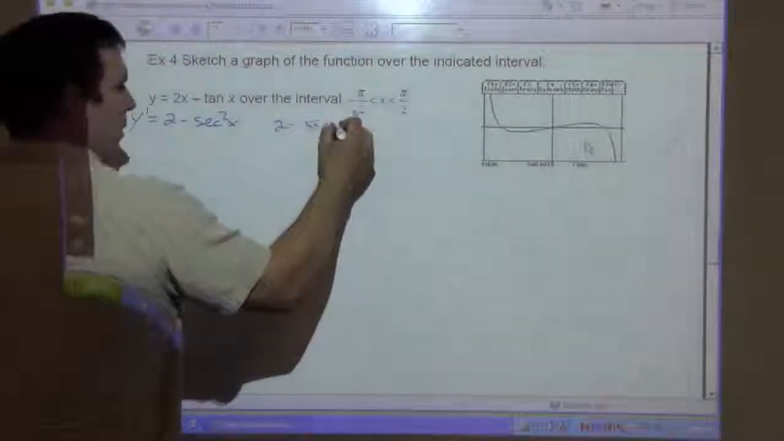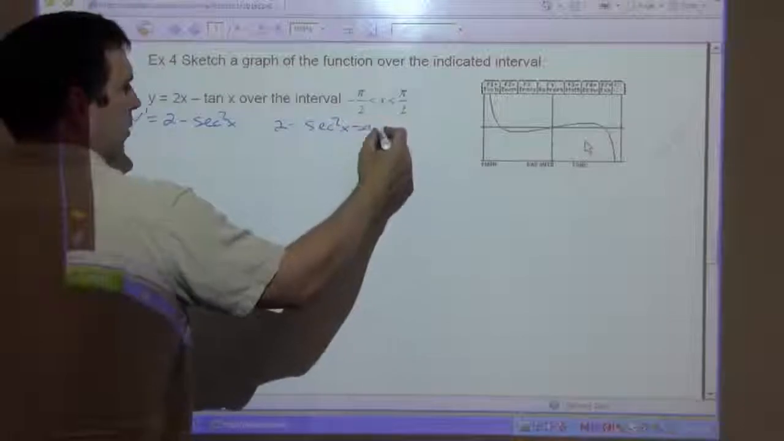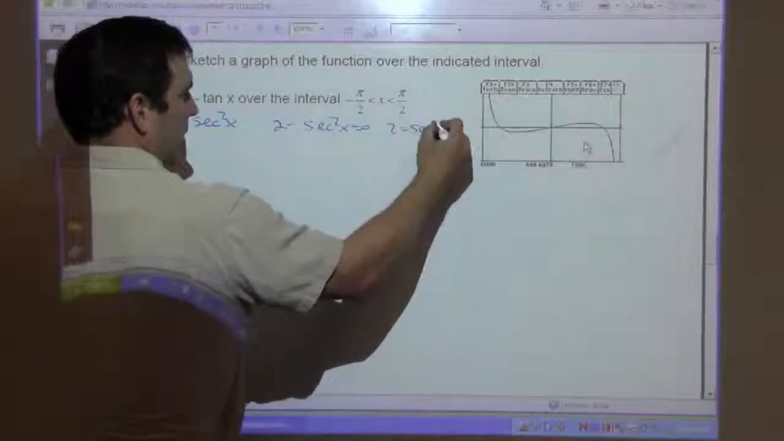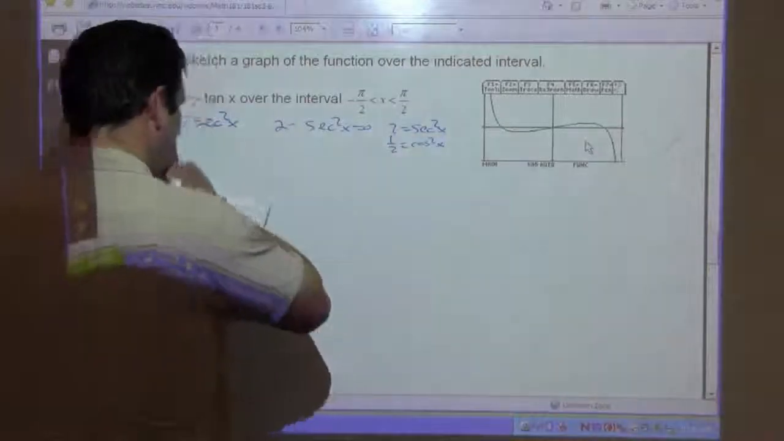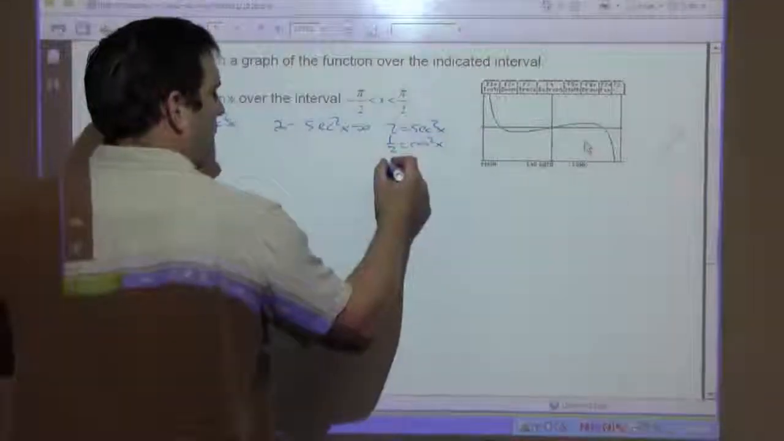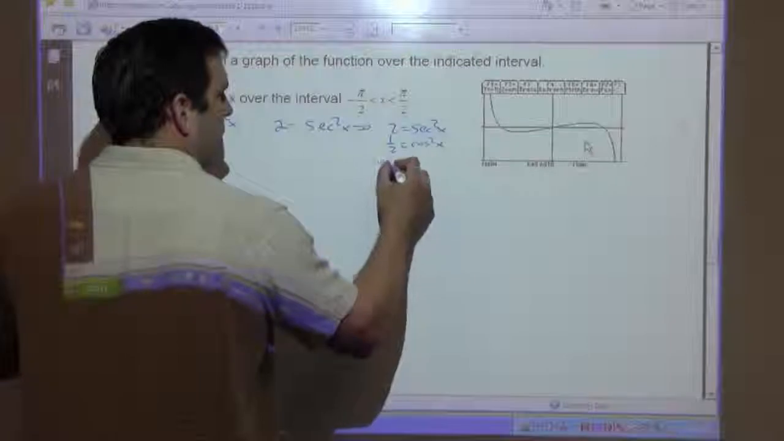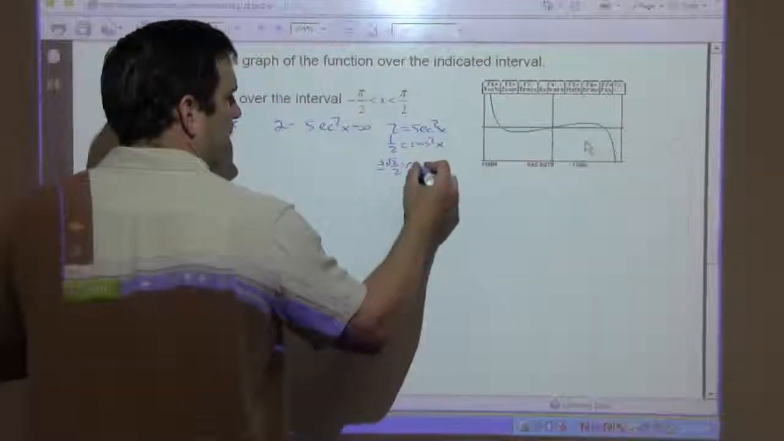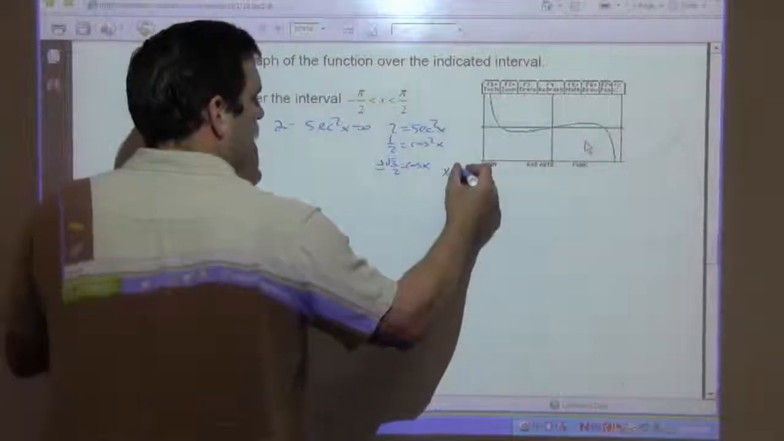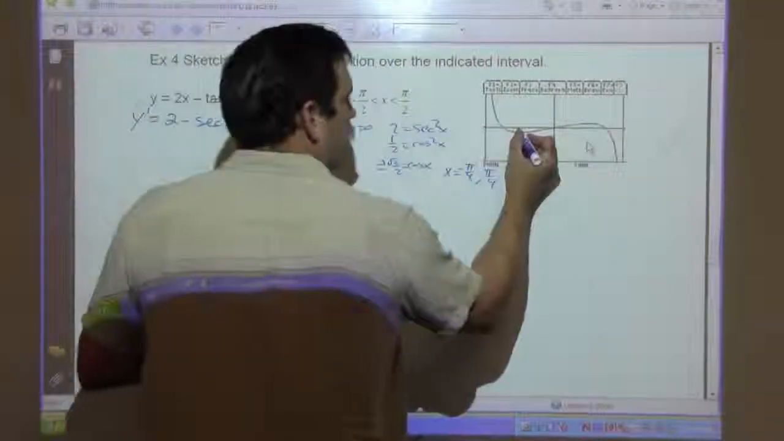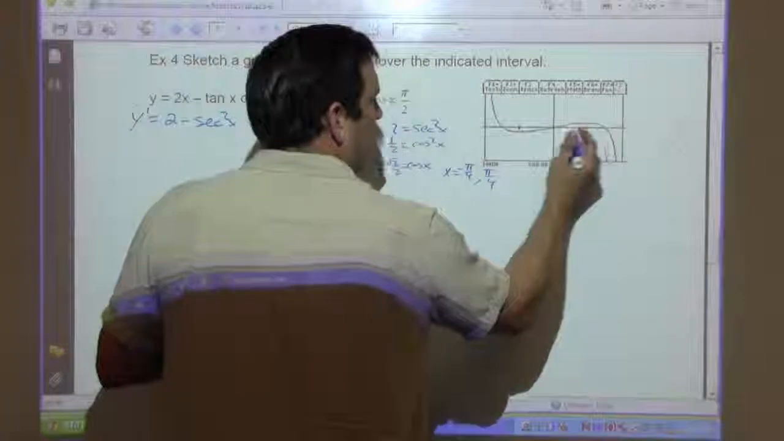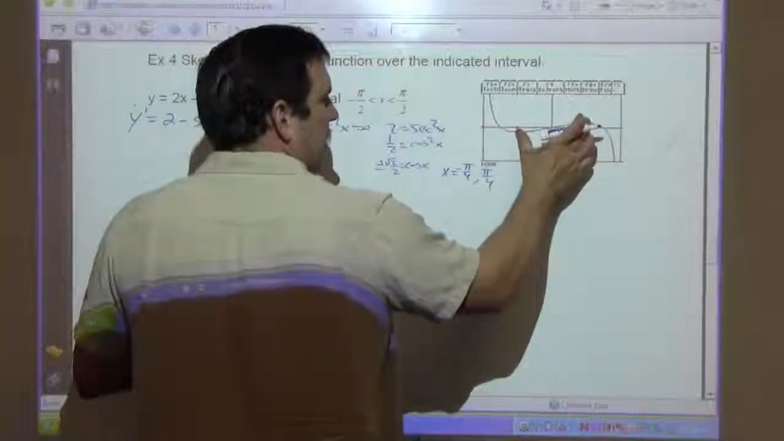Now 2 minus secant squared x equals 0 whenever 2 equals secant squared x, or 1/2 equals cosine squared x, or plus or minus the square root of 2 over 2 is cosine of x. So x would be negative pi over 4 and pi over 4. So right about there and right about there. And it kind of looks like we have a max and a min there.